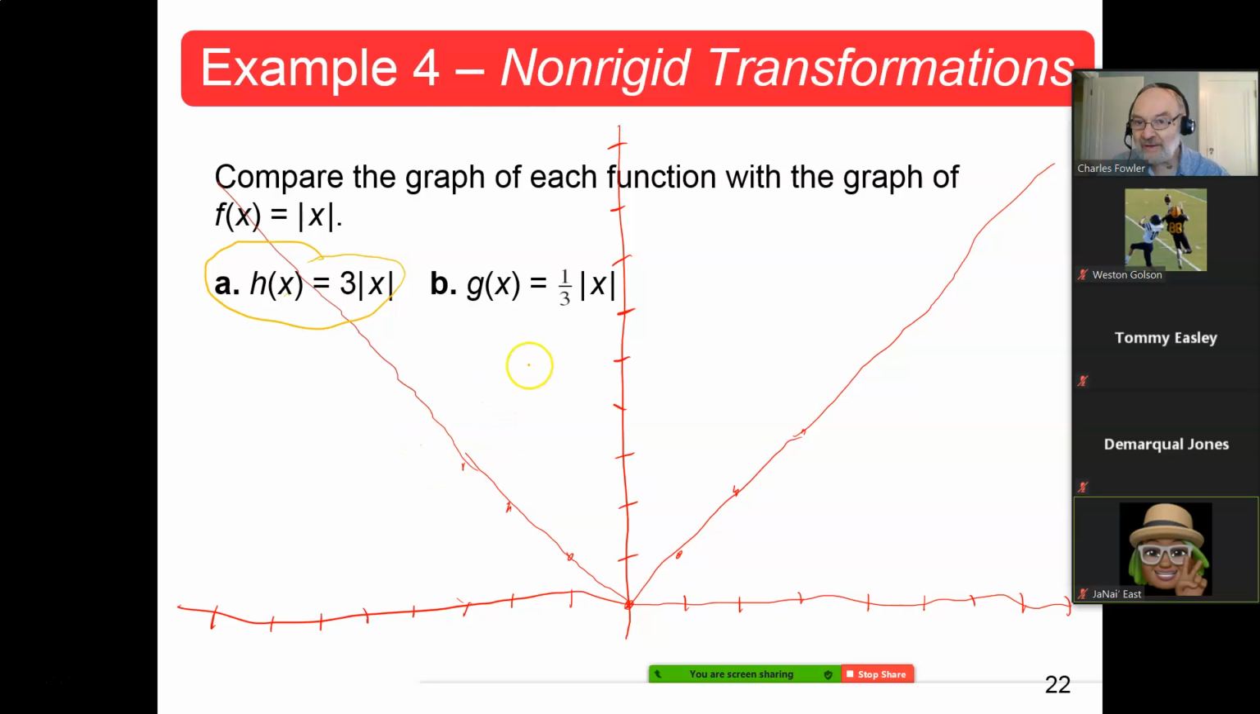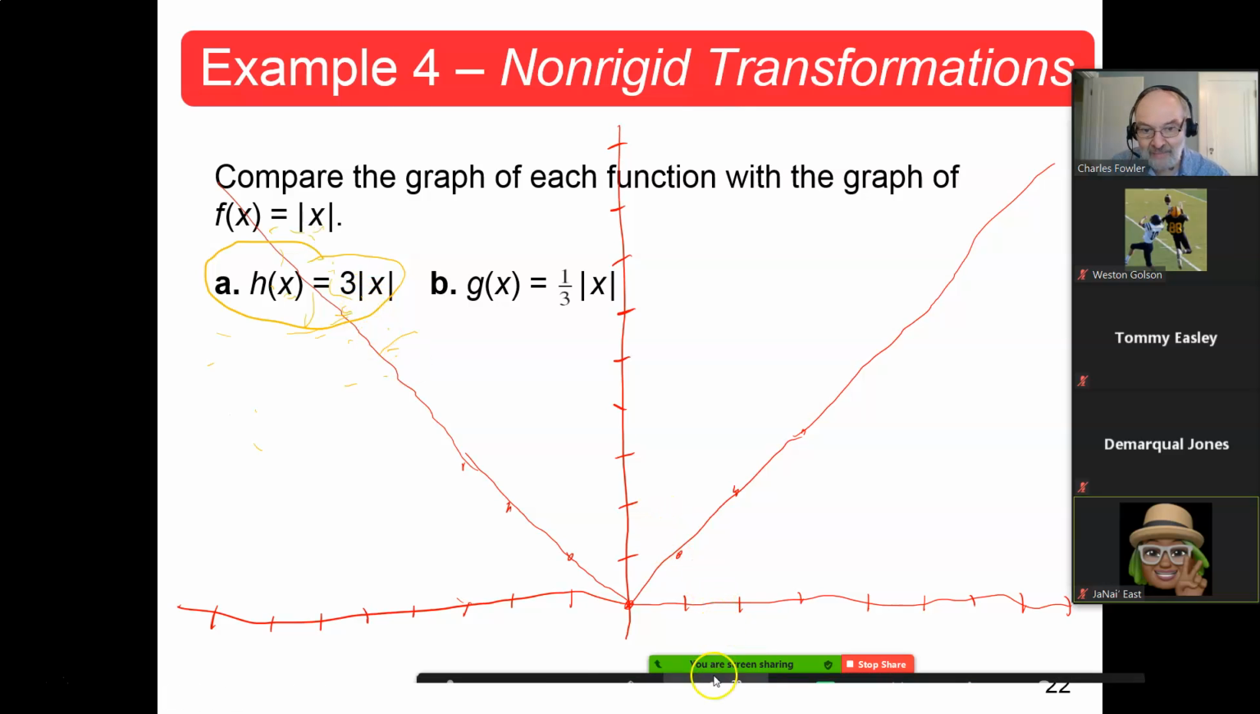What are we doing here? We're stretching, multiplying all of our y values up here, your f of x values. This orange doesn't show up well on the screen. There we go. Taking this and multiplying it by 3.